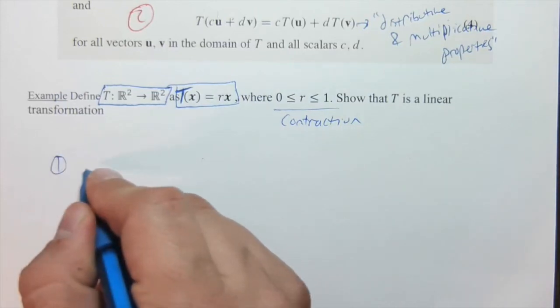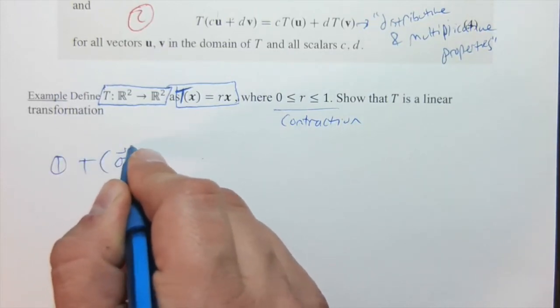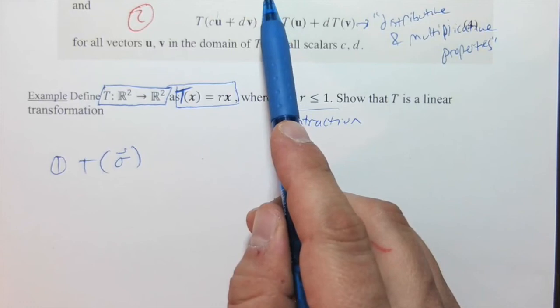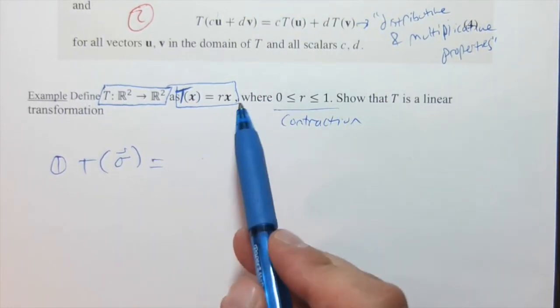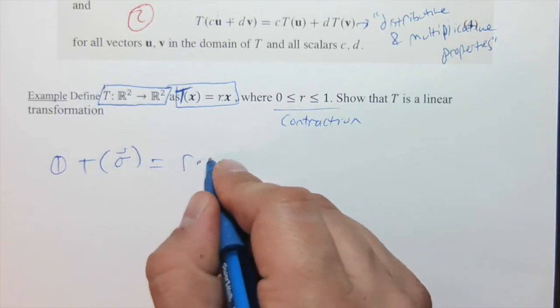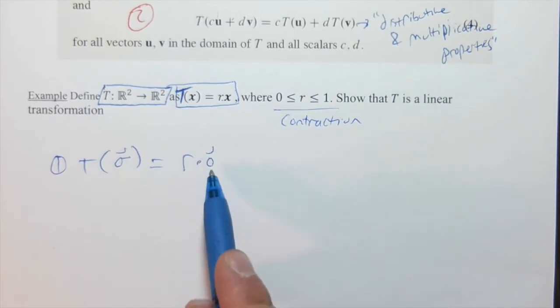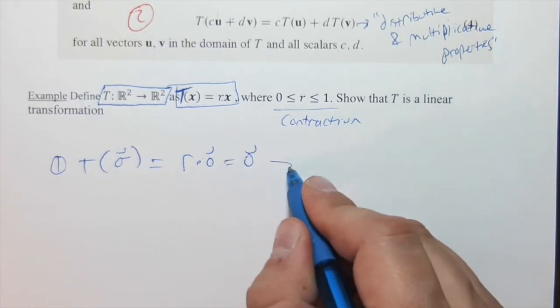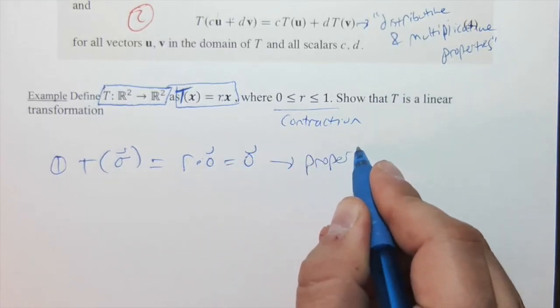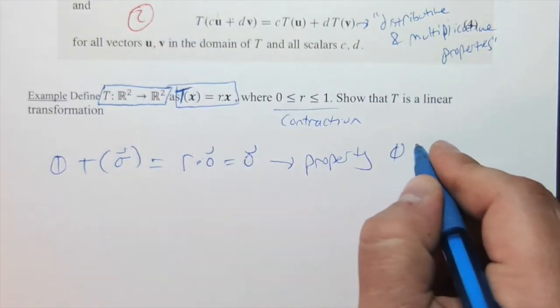So number 1, let's apply it to the 0 vector. This says if we've got a linear map, it just stays 0, right? Well, this linear map, when you apply it, you just multiply r times the 0 vector. And when you multiply anything times the 0 vector, it stays 0. And so property 1 above here is satisfied.